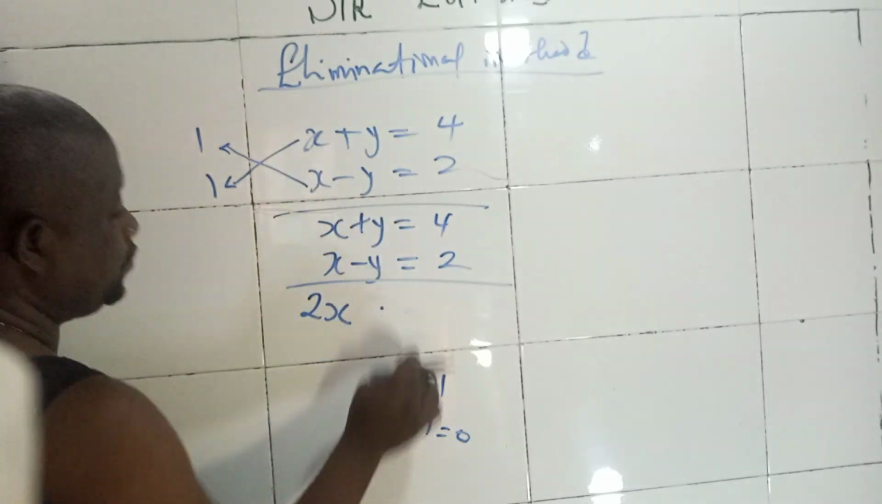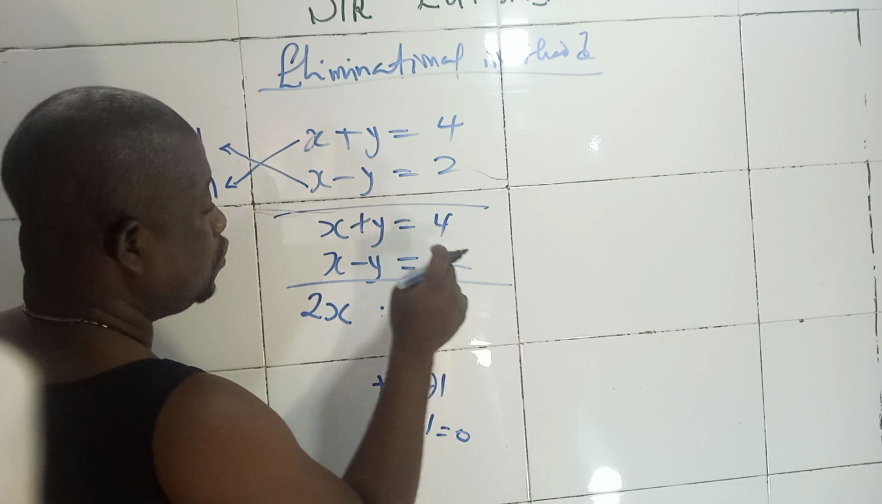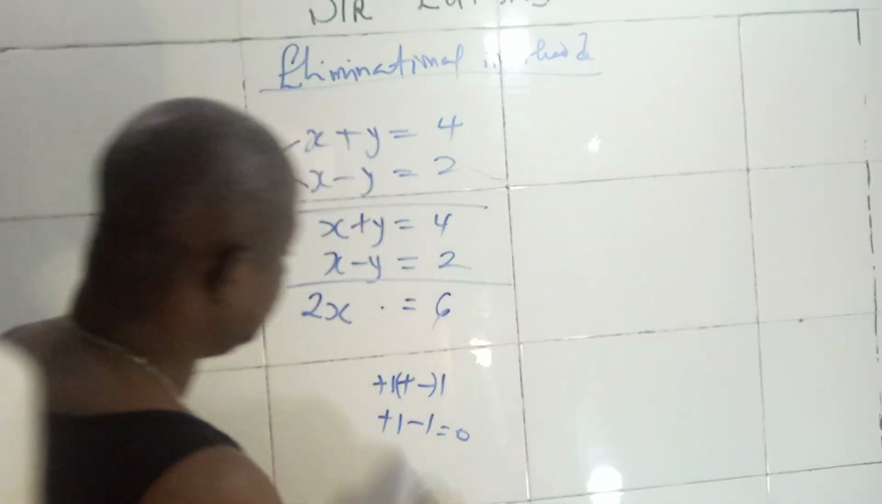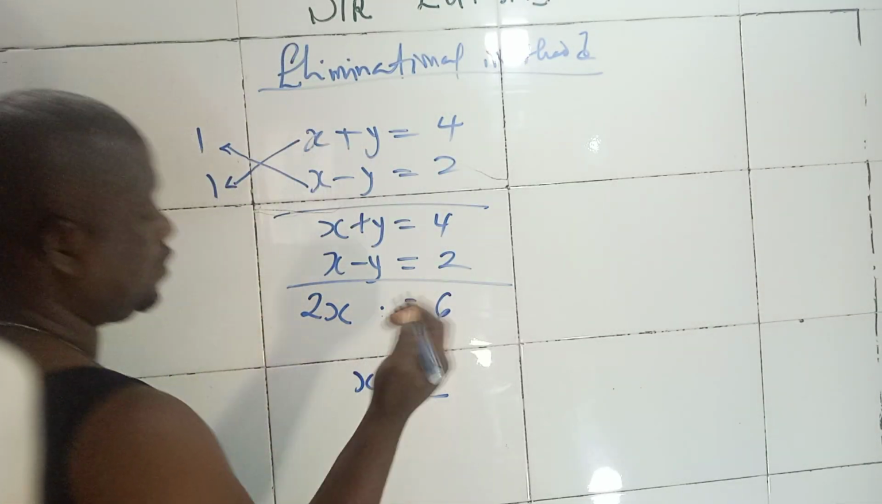That's the meaning of the word. You are going to eliminate 1. 1 will remain. It's equal to 4 plus 2. So that is 6. So we have 4 plus 2, that's 6. So you now have 2x equals 6, so x is equal to 3.